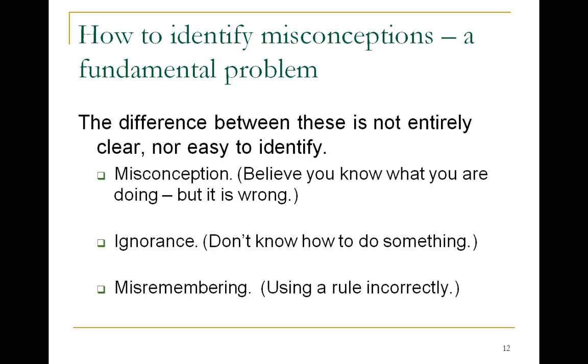The fundamental problem is this: the difference between misconceptions and non-understanding and just wrong knowing is not entirely clear, and nor is it easy to identify. In fact, we have these three categories. They're all quite similar. There's the misconception, and that is you believe you know what you're doing, but it's wrong. There's ignorance. You don't know how to do something, and so you do something wrong. And misremembering, and that is to use a rule incorrectly. And believe me, the memory plays a big role in these and how you use it.